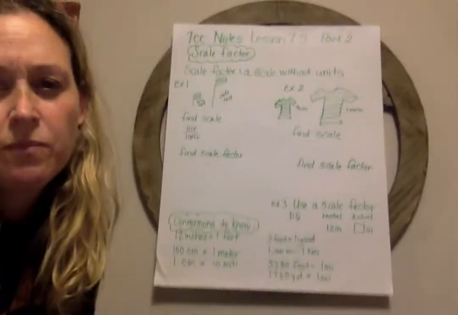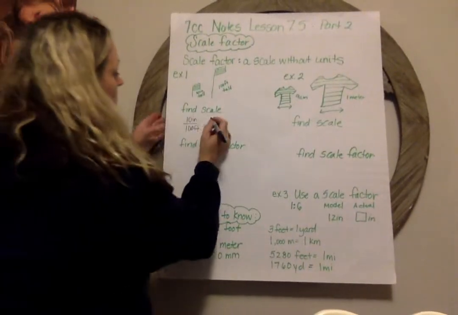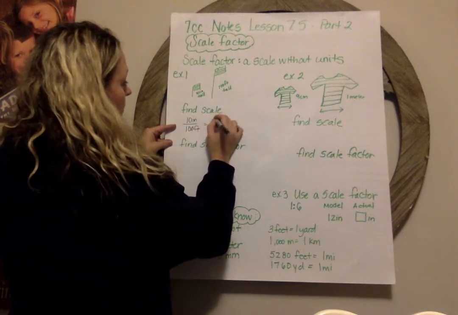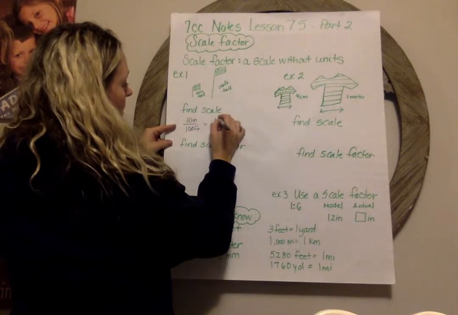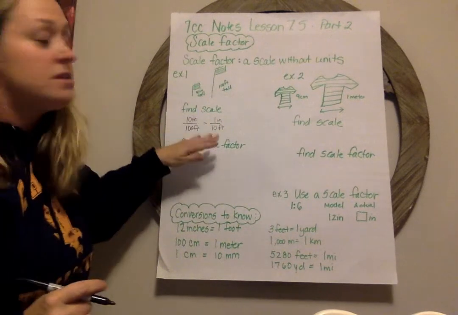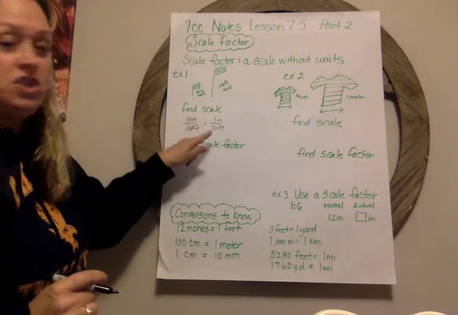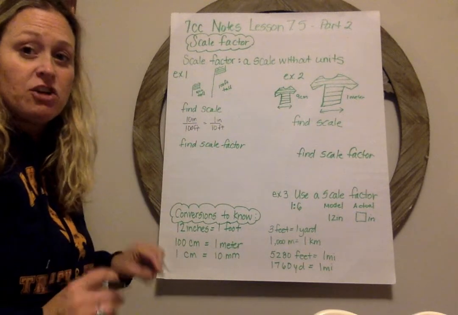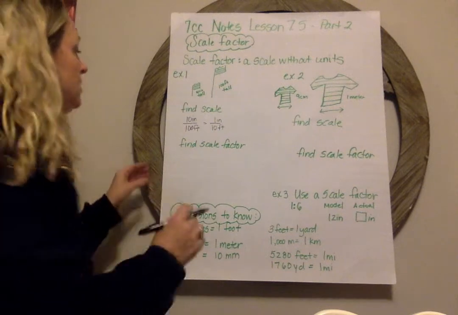So what I can do is simplify this ratio. 10 and 100 both divide by 10, so that's going to be 1 inch to 10 feet. So the scale of this drawing is 1 inch to 10 feet. And in order to take that scale to a scale factor, I have to eliminate the units.